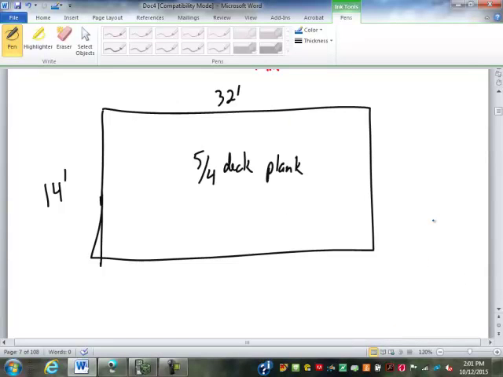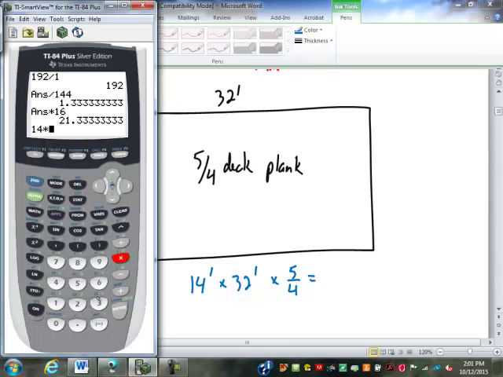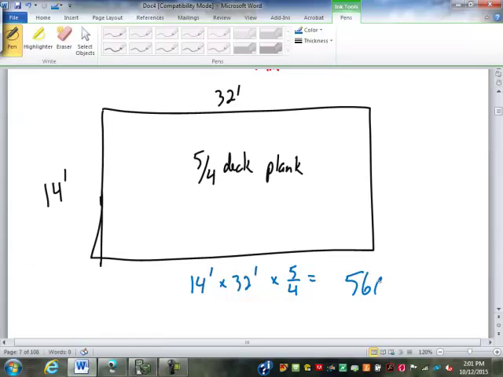So anyway, to find the board footage of this, it's 14 feet by 32 feet by 1 1/4 or 5/4. So on my calculator, I can just do 14 times 32 times 5 divided by 4. And I get 560 board feet required for this.